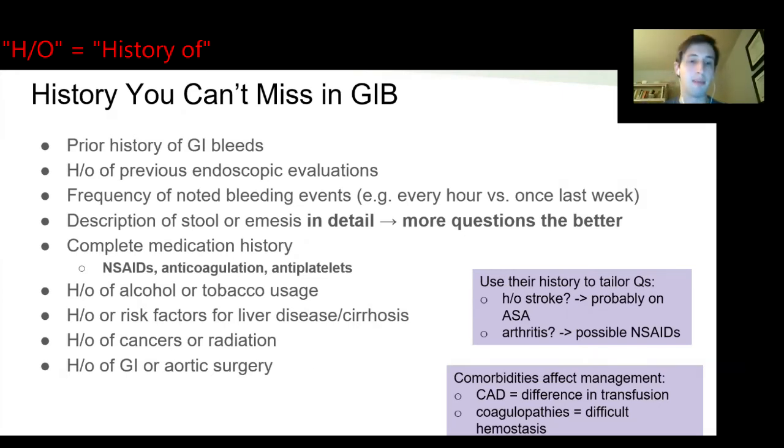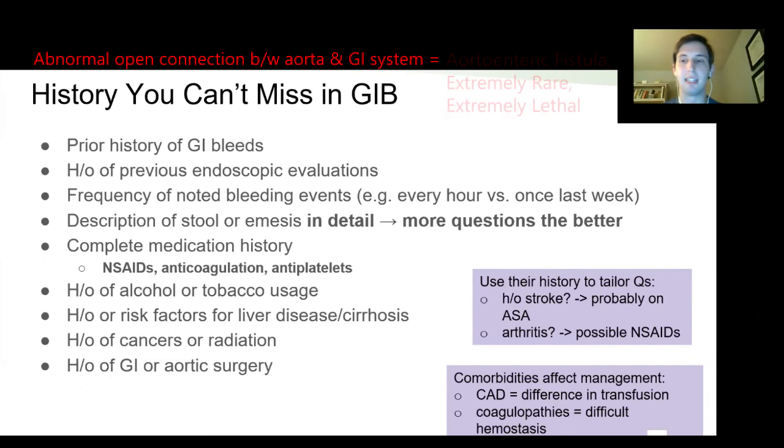But it's really important to make sure they haven't had liver injury and any surgeries in the past, especially aortic stents, because we're worried about aortoenteric fistulas. And any cancers can cause bleeding, obviously colon cancer, but we're also concerned about previous radiation that can cause bleeding.